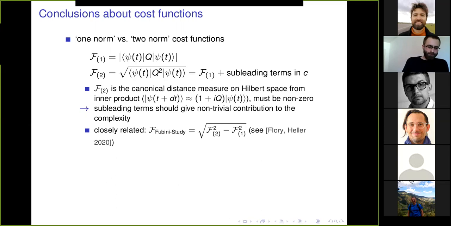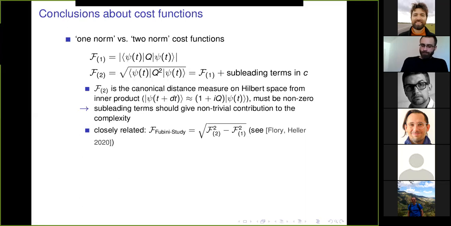Therefore, one immediate conclusion is that these subleading terms in the central charge are actually important, and one should not drop these subleading terms and maybe consider even just these subleading terms. And of course, this is closely related to a cost function given by the Fubini-Study metric, which is just the square root of the two-norm squared minus the one-norm squared. So this gives you basically only the subleading terms, and due to the argument that the two-norm is the canonical distance measure on the Hilbert space and is non-vanishing, this Fubini-Study metric must definitely give something non-trivial.